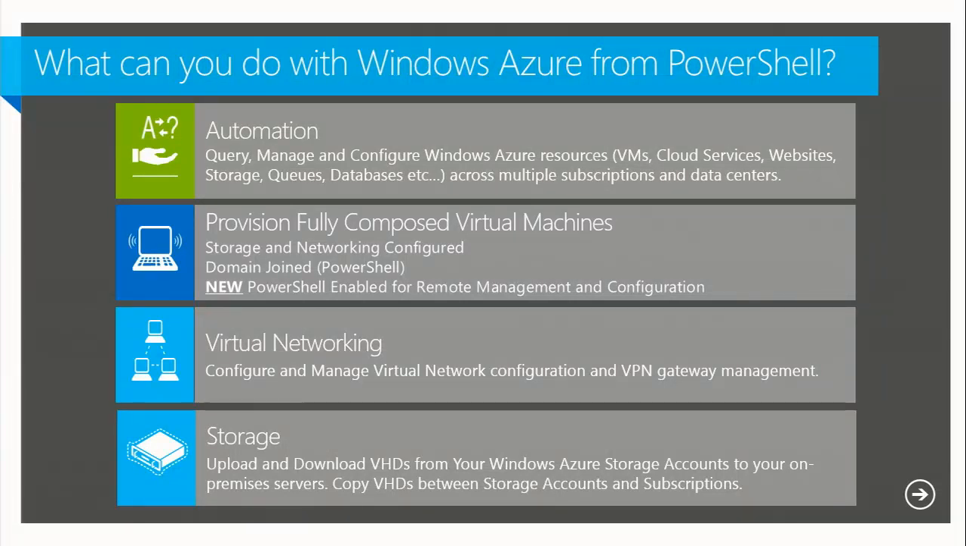From a virtual networking perspective, we have cmdlets to allow you to create and configure your VNets, turn on your VPN gateways, turn them off, etc. And storage, we have been historically really light on. In the past 2 releases, we've added a lot of functionality for managing VHDs. So you can now upload and download VHDs from on-prem to the cloud. And we just recently added capabilities to copy VHDs between storage accounts. I'll show you some of these here in just a little while.